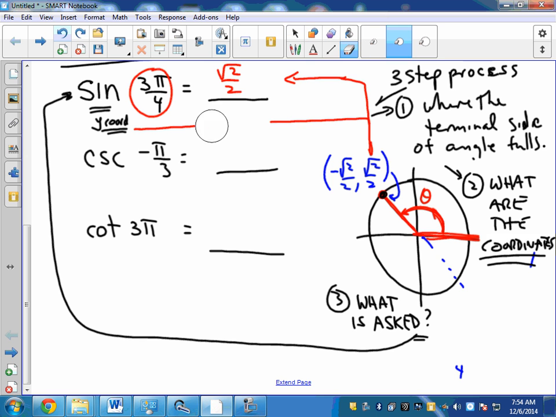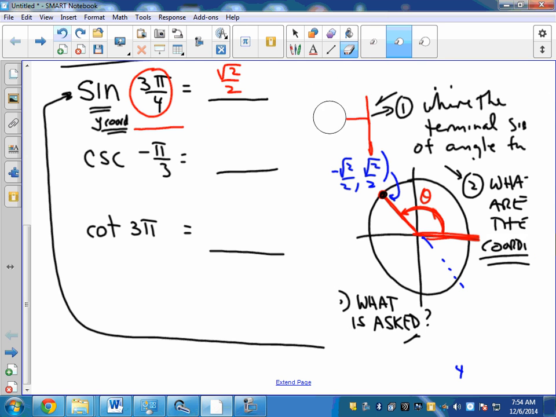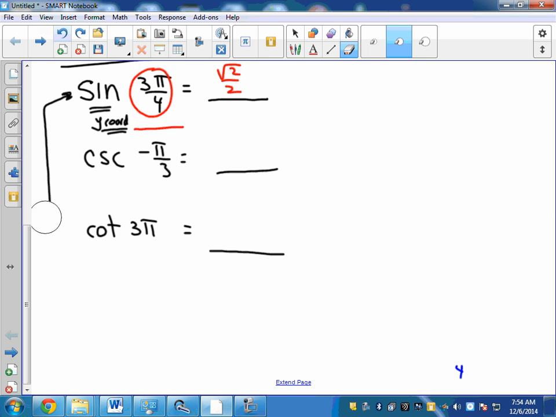Okay, let's do the second problem. We're going to do, again, the 3-step process. Where are we? What's the ordered pair? What's being asked? And we'll try to speed this one up just a little bit. Okay, we're doing the cosecant of negative pi over 3.